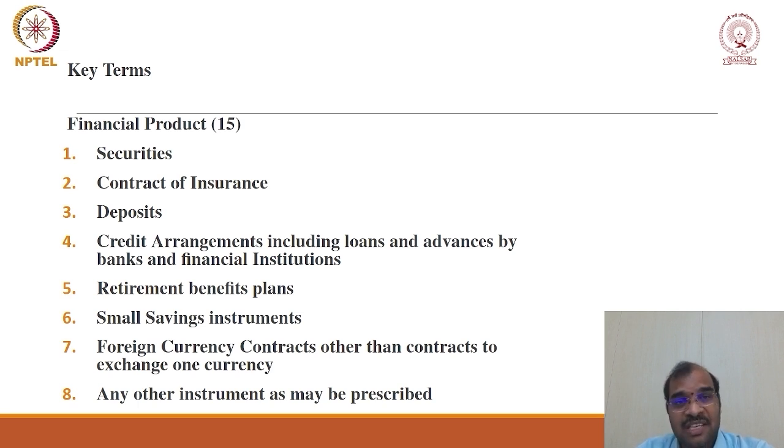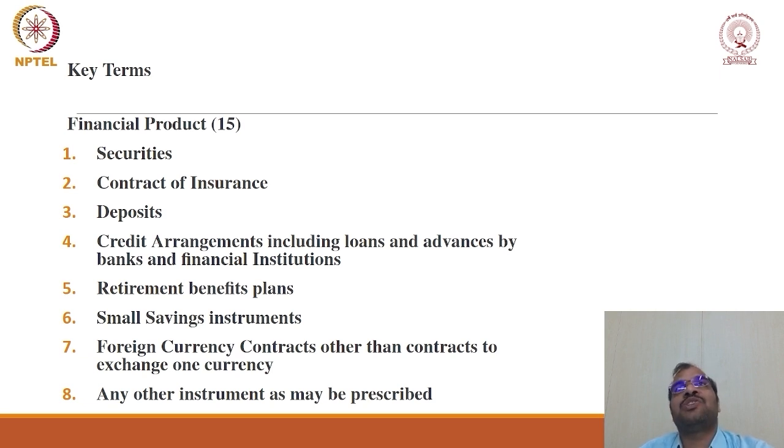Okay, so financial product includes securities. Then your contract of insurance. Whenever I'm availing the services of insurance, obviously the insurance company will give me one contract. That is the contract of insurance. And deposits. If any banking institution is accepting deposits, they are also included within the meaning of financial product. Then credit arrangements including loans and advances by the banks and financial institutions.